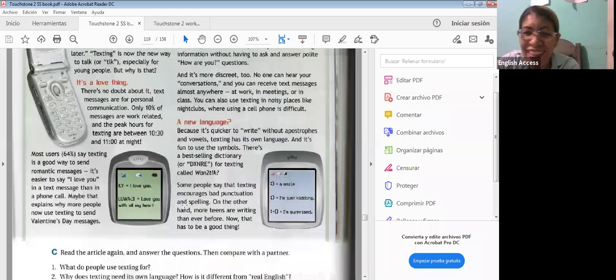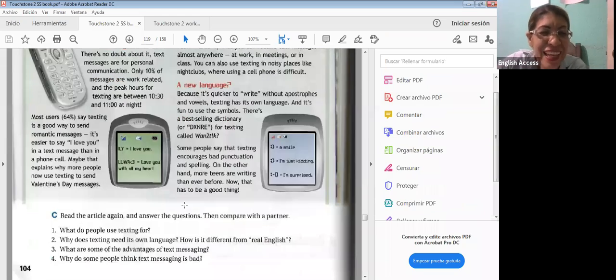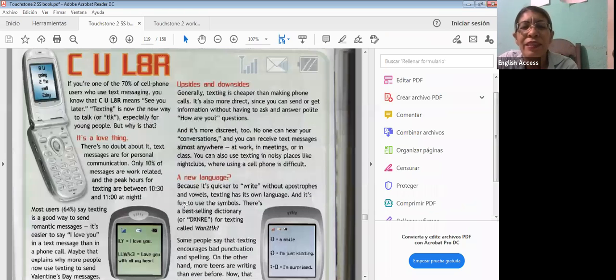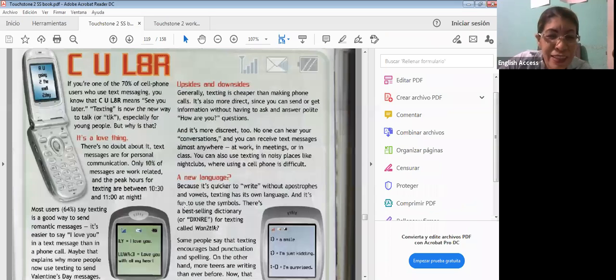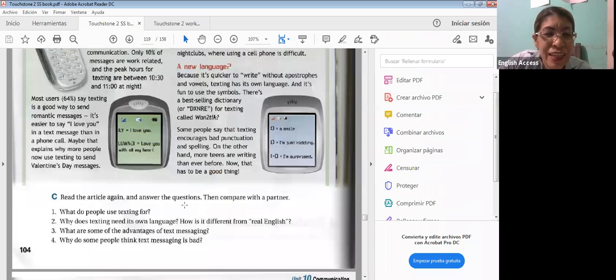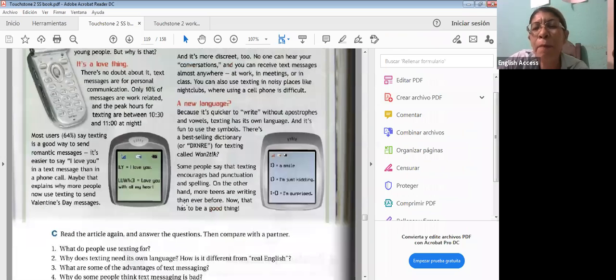Excellent, Karina. Correct. Okay. Number 3, what are some of the advantages of text messages? It's cheaper than making phone calls. It's more direct, and you can set the information better. Yes, correct. And number 4, why do some people think text messaging is bad?